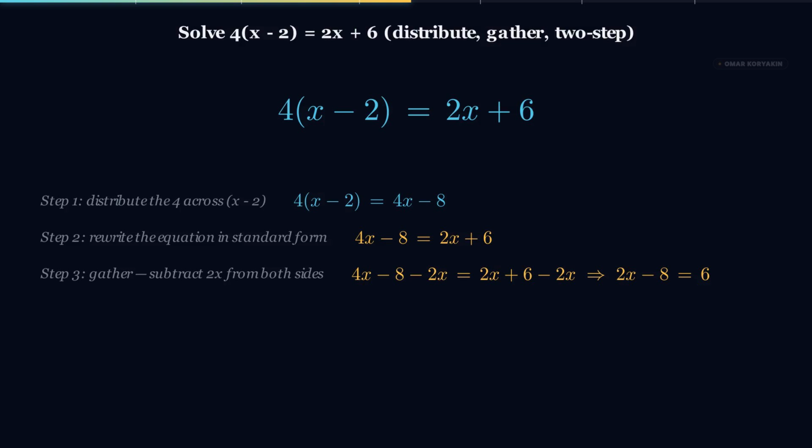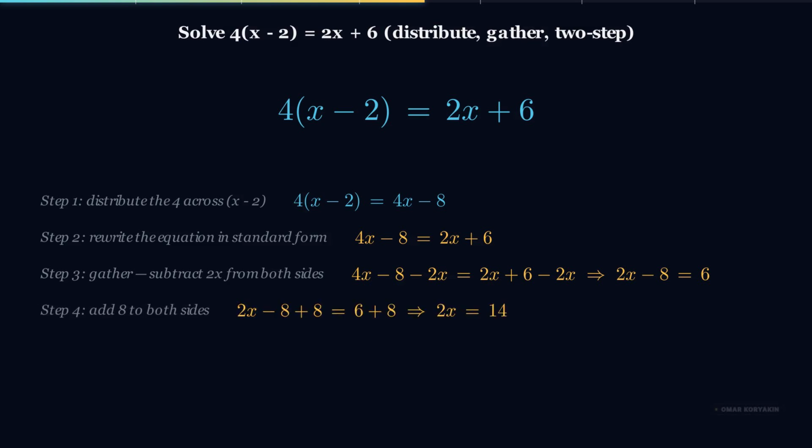The left side becomes 4x minus 8 minus 2x, which combines to 2x minus 8. The right side becomes 2x plus 6 minus 2x, which simplifies to 6. The equation is now 2x minus 8 equals 6, the standard two-step form.